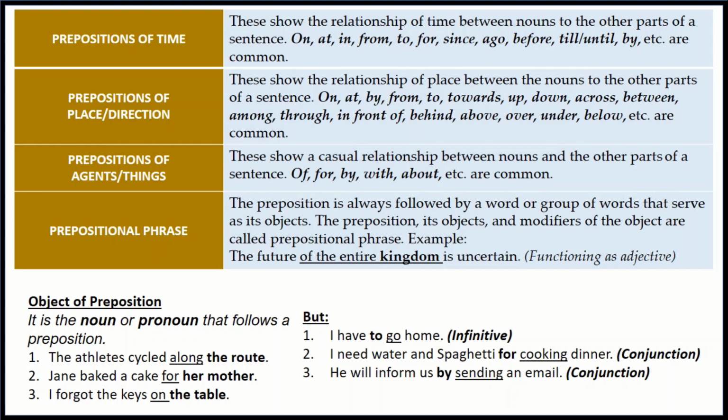So this is the difference that you have to see, that object of preposition is always followed by a noun or pronoun. But if it is not followed by these two, then it is something else. It may be conjunction or it may be infinitive depending on the context. Now let's look at some examples.